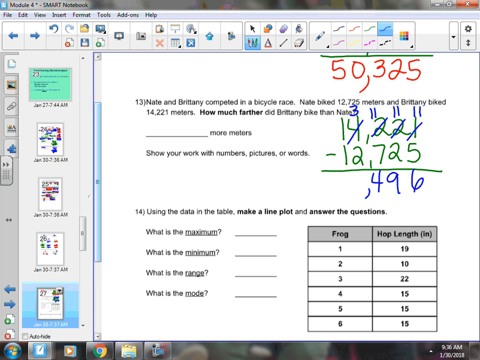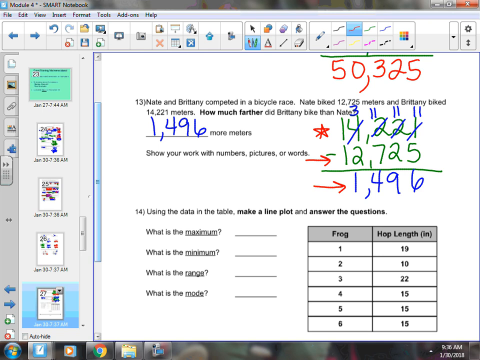3 minus 2 is 1. 1 minus 1 is nothing. 1,496. Remember that if you're not very confident with subtraction, you can always add your answer to the number that you subtracted. And if it equals the number you started with, you know you subtracted correctly.